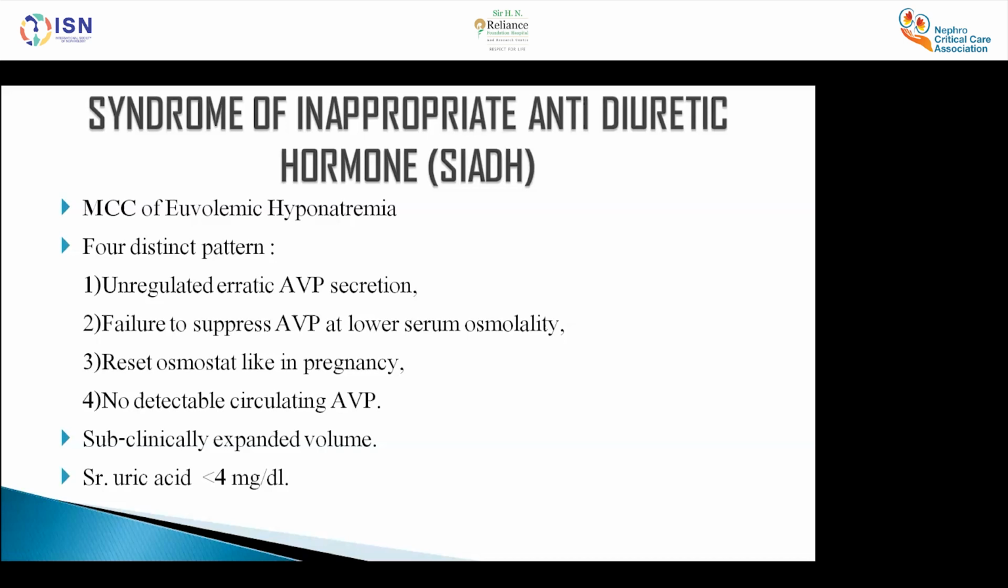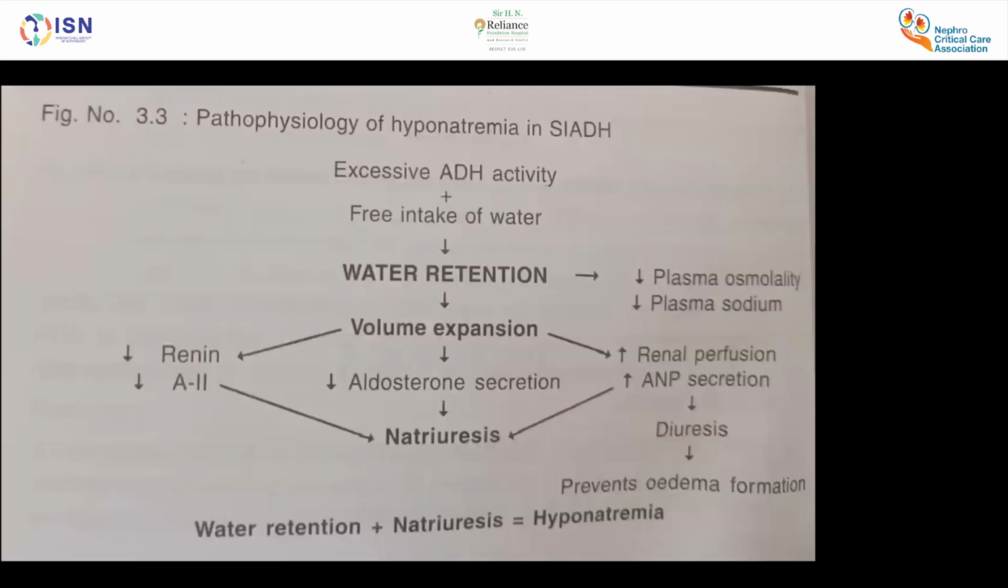So though the patient seems to be euvolemic, subclinically the patient is having expanded volume and serum uric acid is less than 4, because as explained before, there is no increase in uric acid absorption in the PCT as in cerebral salt wasting. So this is the pathophysiology in SIADH.